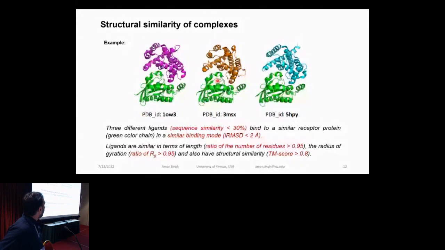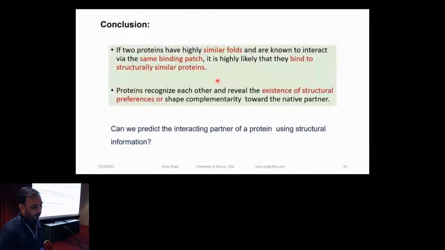So we conclude here, if the two proteins have highly similar folds and are known to interact via the same binding patch, it is highly likely that they bind to structurally similar proteins. So it means proteins recognize each other and reveal the existence of structural preference or shape complementarity towards the native partner. So computationally, can we predict or can we differentiate the interacting and non-interacting proteins?